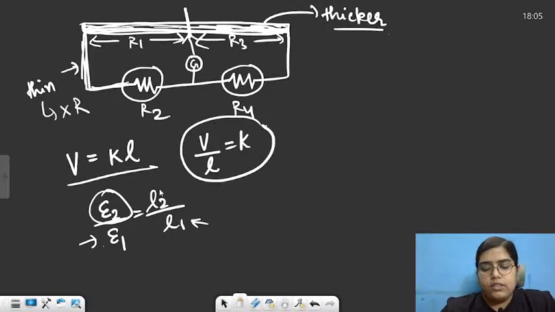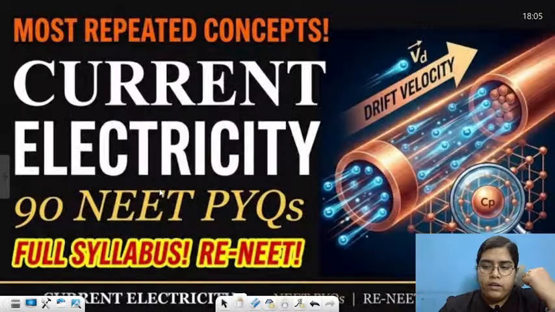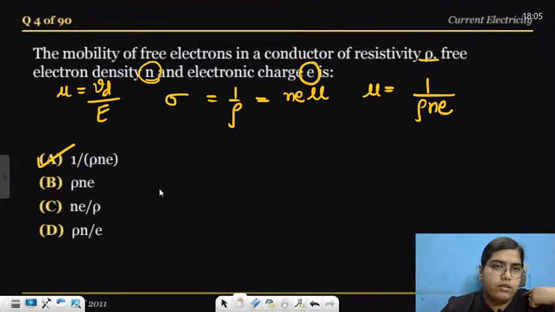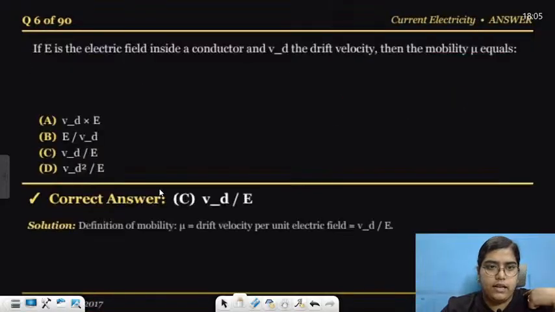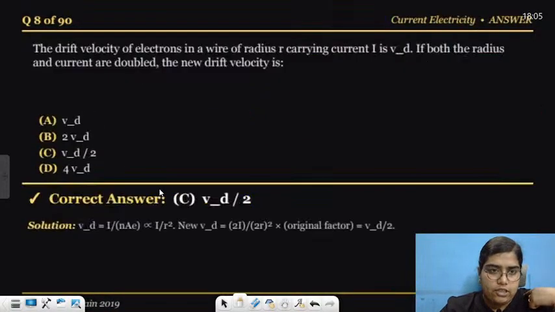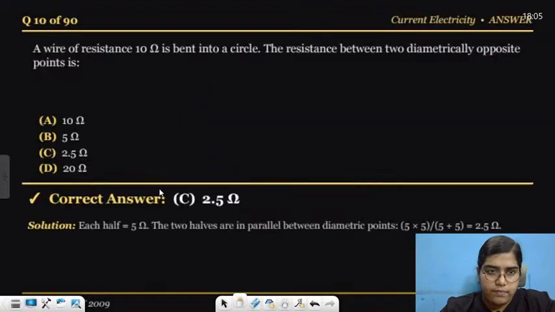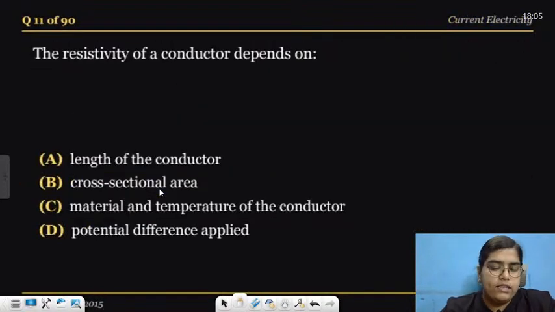Okay, so this is all about the revision of this chapter. Now we'll be moving to the questions. Before moving to the questions, you can see we already solved the first 10 questions of these slides in our yesterday's session. If you have missed yesterday's session, you can just watch the recording. All these questions are PYQs. You can see the year at the bottom, like this is a 2015 question.